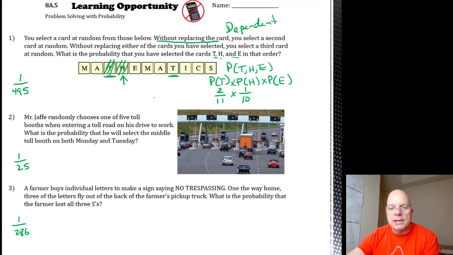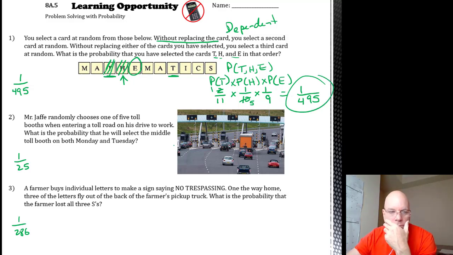Then the H doesn't get replaced and we want to pick an E. There's one E, but now there are no longer 11 or 10 possible outcomes. There are 9 because 2 tiles have been removed and not replaced. So 1/9. The 2 and the 10 have a common factor of 2. So that becomes a 1 and that becomes a 5. 9 5s is 45. 45 times 11 is 10 45s or 450 plus 1 more 45. So 450 and 45 is 495. 1 times 1 times 1 is 1. Hence 1/495th. Pretty unlikely to draw a T, then an H, then an E.